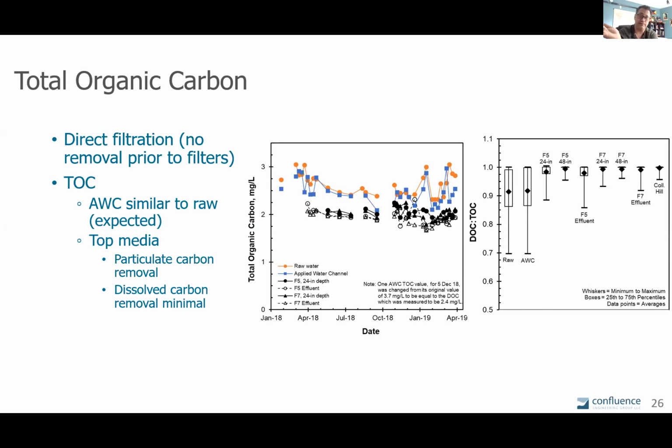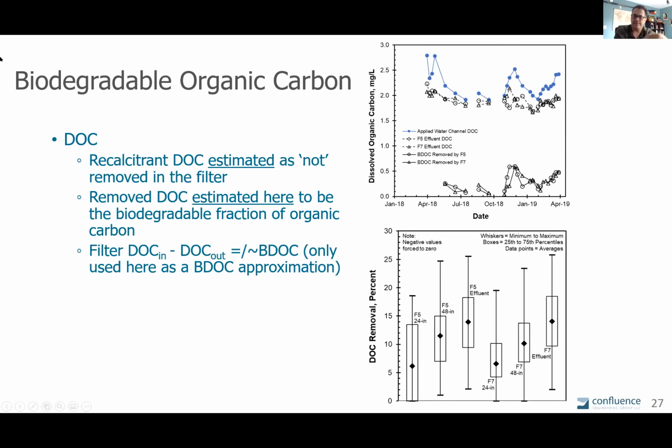We're removing the particulates and we're going through filtration. And so it's all dissolved organic carbon by the time we get through the filters. And as dissolved organic carbon, that's the part that could be acted on by, and is made available to, those microorganisms through the ozonation process. And so you'll see on the top graph here, a little bit of a repeat of some of the DOC data at the very top, the applied water channel and what's going on to the filters.